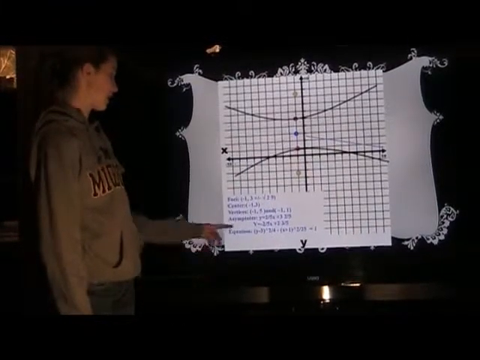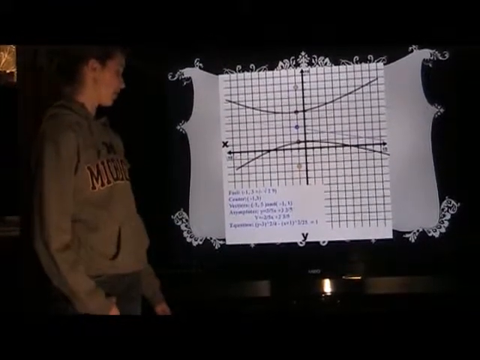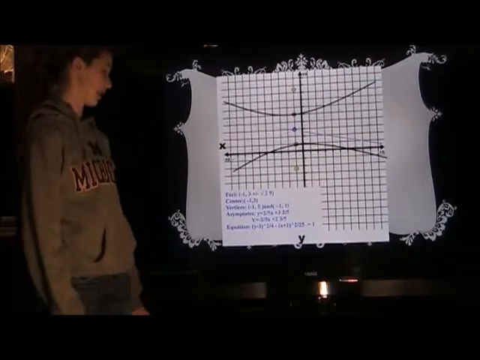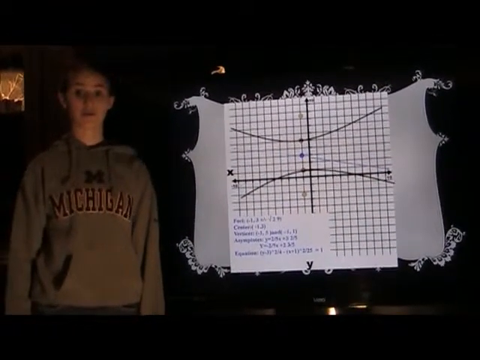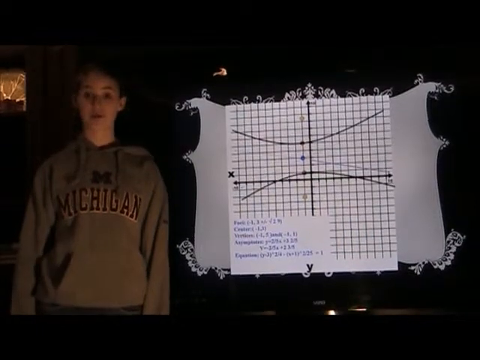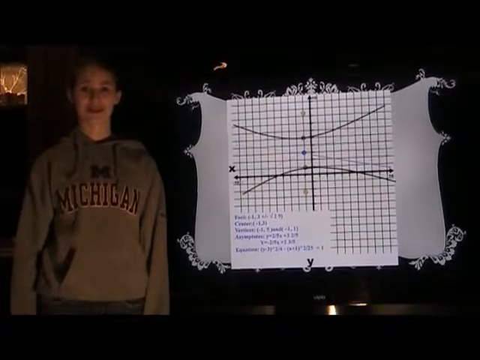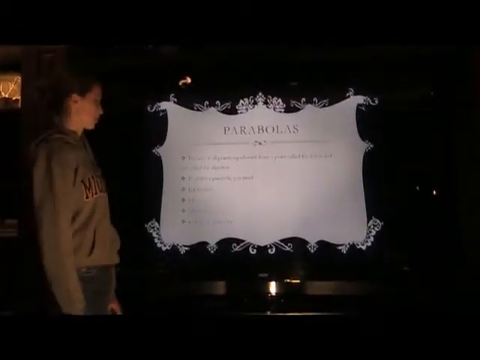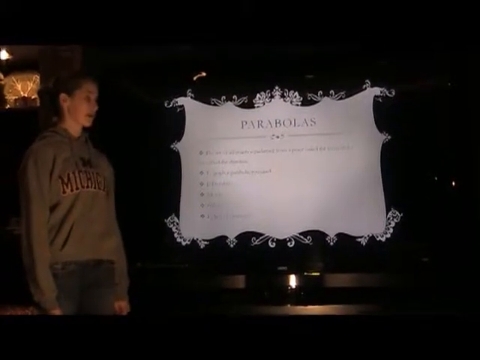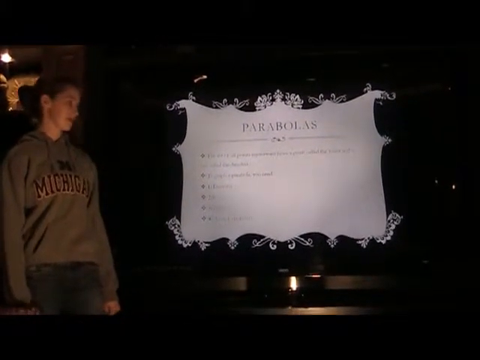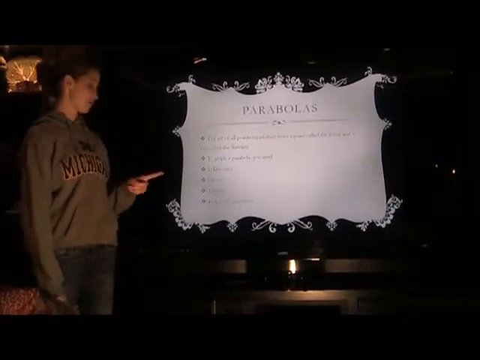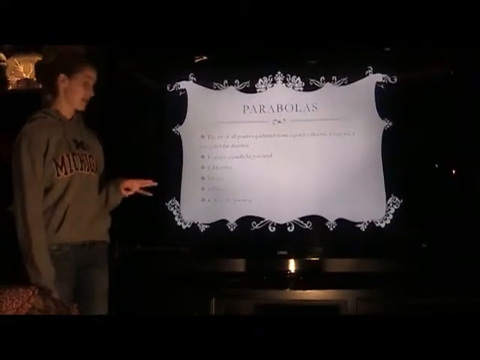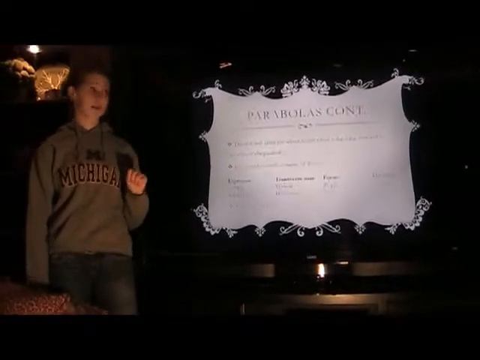The foci are negative 1, 3 plus or minus the square root of 29. We know this because 4 plus 25 equals 29, and the square root of 29 is the square root of 29. Parabolas. The set of all points equidistant from a point called the focus and a line called the directrix. To graph a parabola, you need the directrix, the focus, the vertex, and the axis of symmetry.